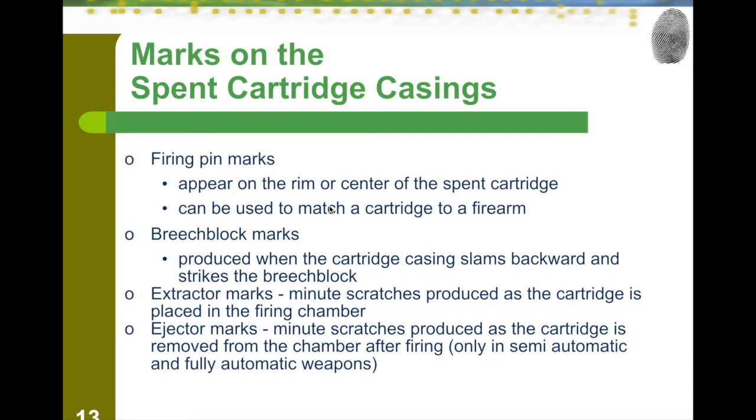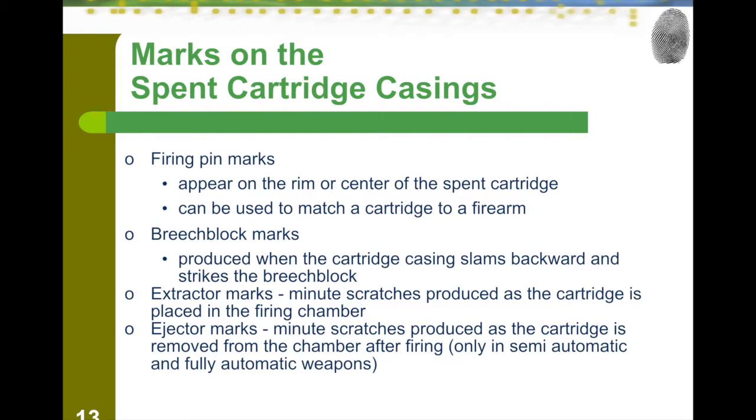There also will be marks on the spent cartridge casings, which obviously don't shoot out with the bullet, but they pop out of the side of the gun in most cases. There are some guns that hold the cartridges in them, and then there are some guns where the cartridge pops out of the side of the gun. So you can match up firing pin marks. They'll appear on the rim or the center of the spent cartridge. They can be used to match a cartridge to a firearm.